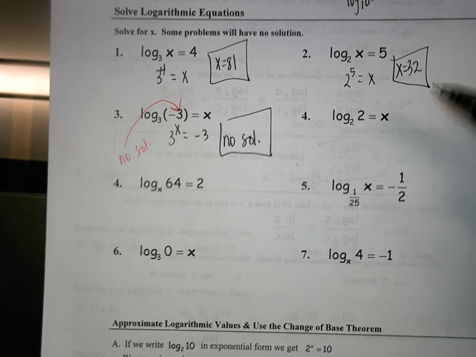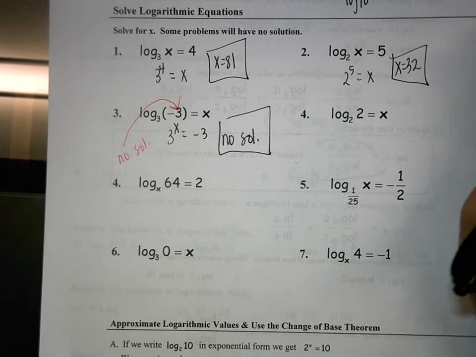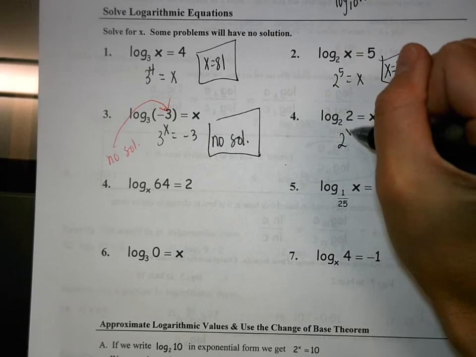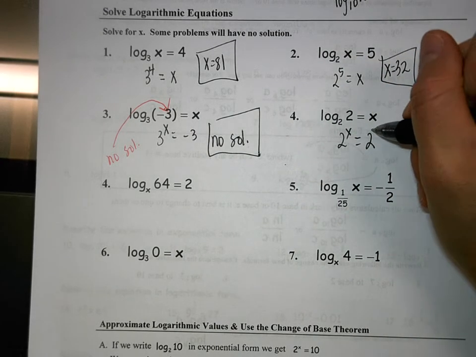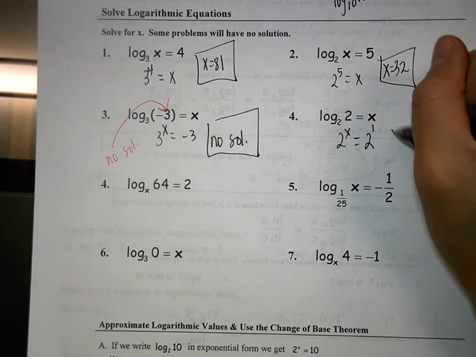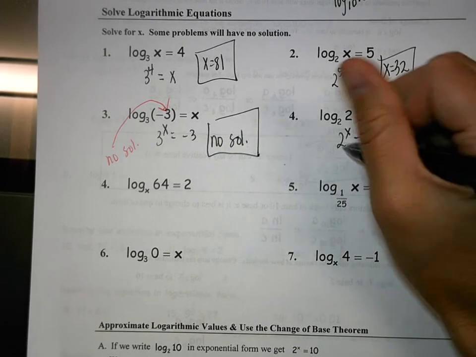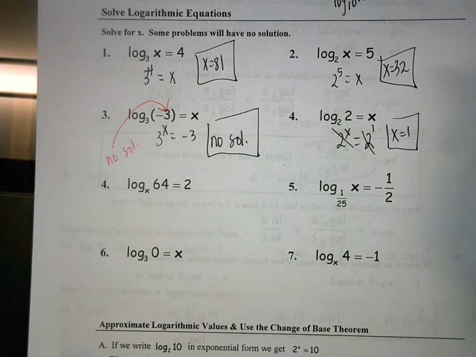Okay, number 4. We're going to write that as how? 2 to x equals 2. And what could I write 2 to what power? 1. So what does x equal? X equals 1. So once you have common bases, you cancel that out, and you just have x equals 1.